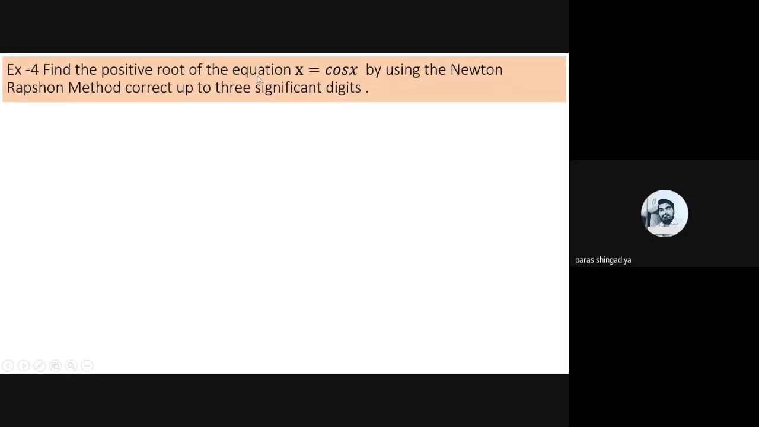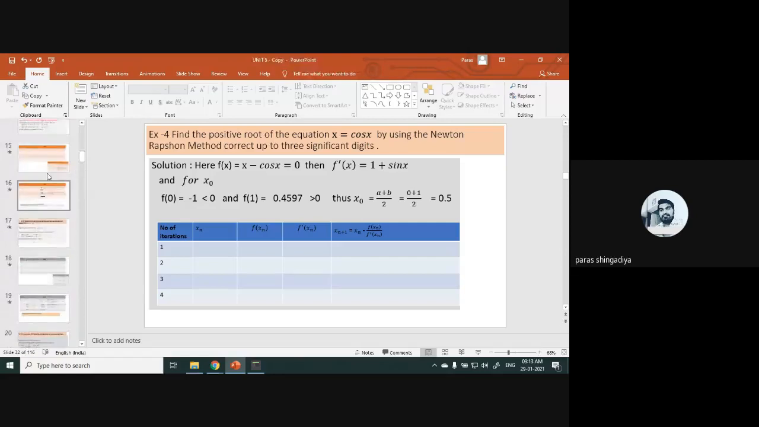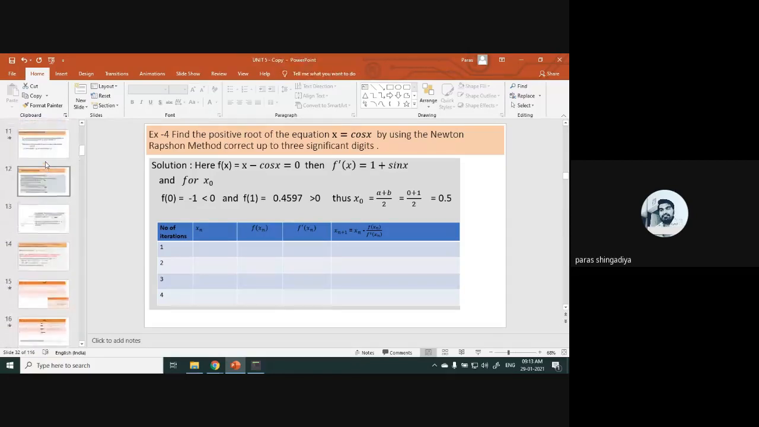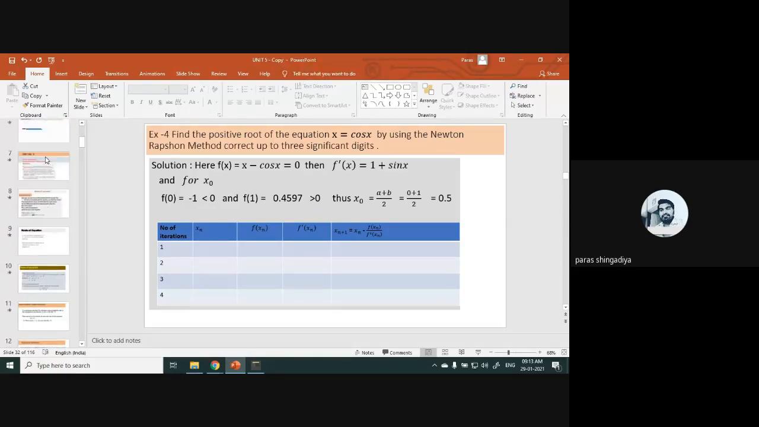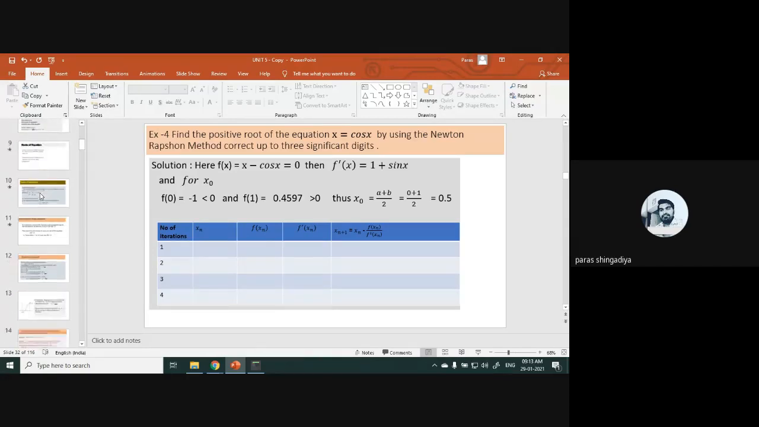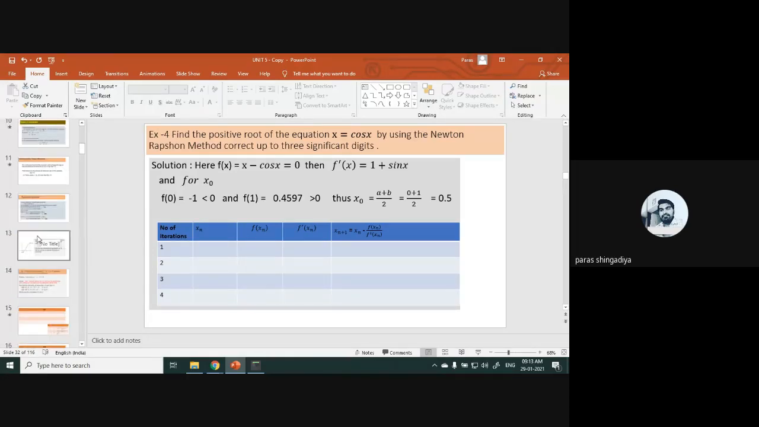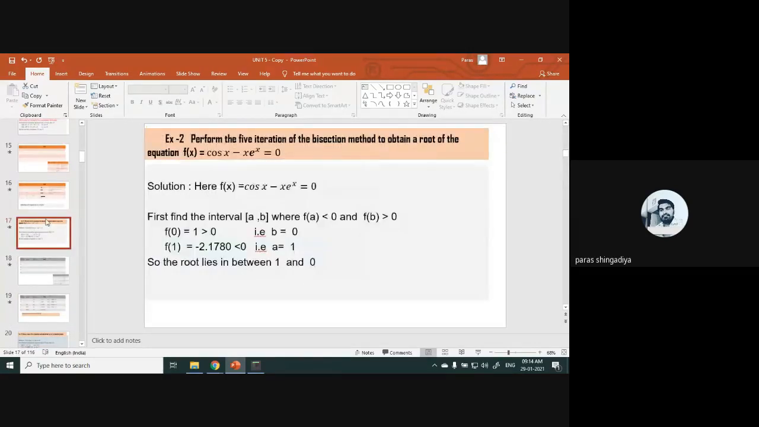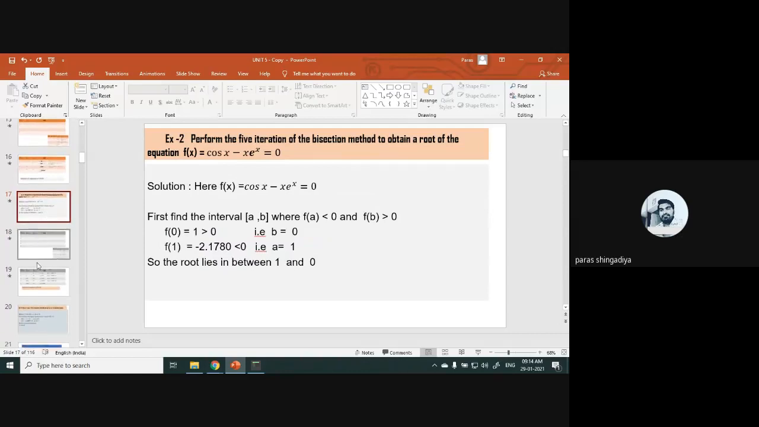Find the positive root of the equation x equal to cos x by using the Newton-Raphson method, correct up to 3 significant digits. I think we already completed this example in the bisection method. The function was the same, x is equal to cos x. Now we'll solve this example by using the Newton-Raphson method also, so that we can get an idea which method is more effective, meaning which method gets a faster answer.